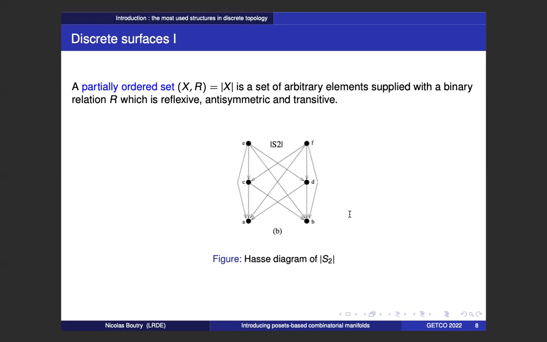Now we have a more general set that everybody knows over there. I think it is posets. Posets, as you know, are supplied with an order relation, which is reflexive, antisymmetric, and transitive. Over there, we have the two-sphere, the combinatorial sphere, which is drawn using the Hasse diagram. You have the two faces and their children.